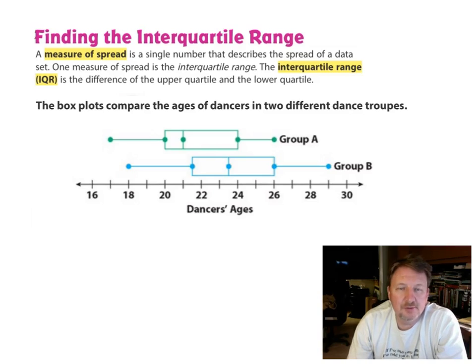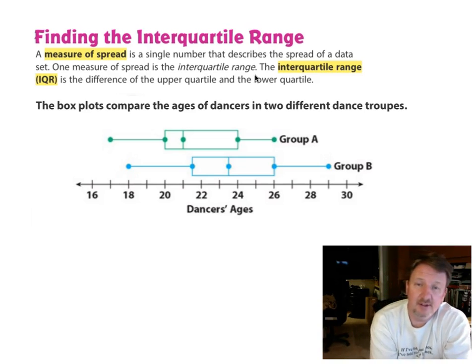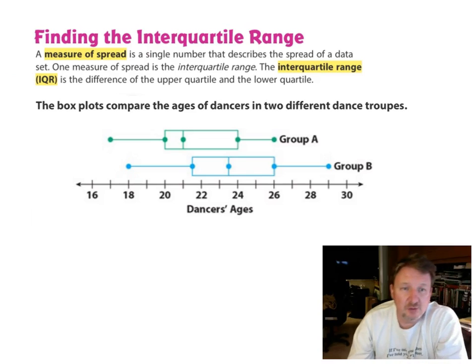Alright, so the next thing we're going to have to find is the interquartile range. A measure of spread is a single number that describes the spread of a data set. One measure of spread is the interquartile range. Another one is a box plot, which we've already talked about. The interquartile range, or IQR, is the difference of the upper quartile and lower quartile.